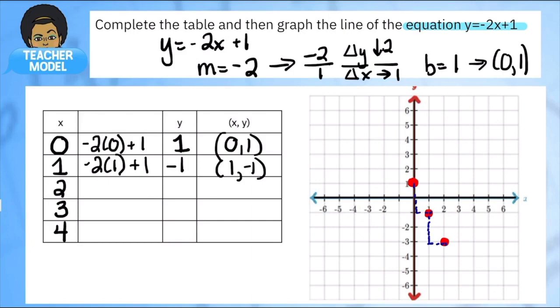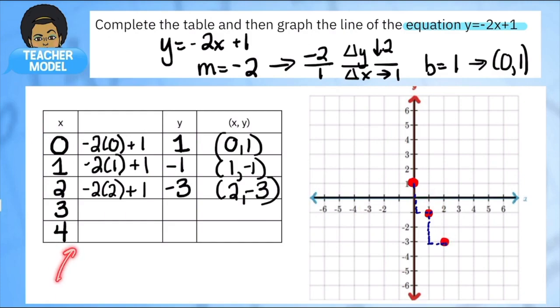So let's prove it algebraically. So negative 2 times 2 plus 1. Negative 2 times 2 is negative 4. Negative 4 plus 1 is negative 3. So here's our next point, which would be 2, negative 3, which, yes, 2, negative 3. Here's our point.